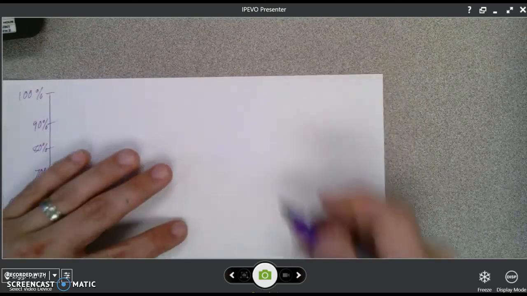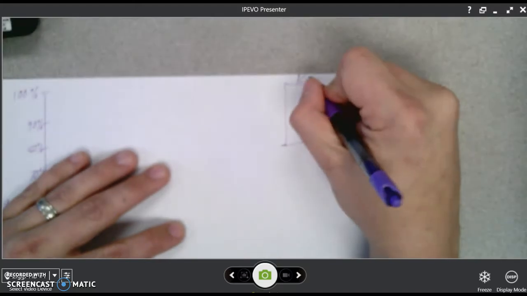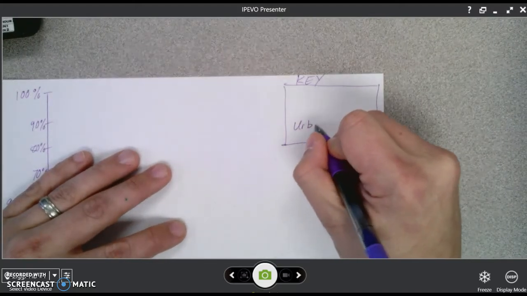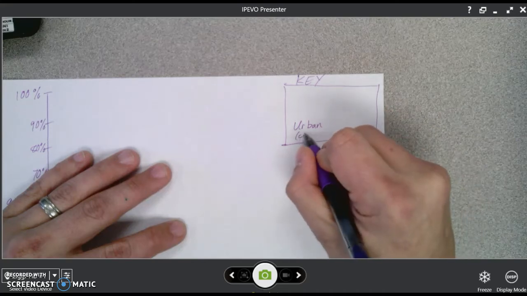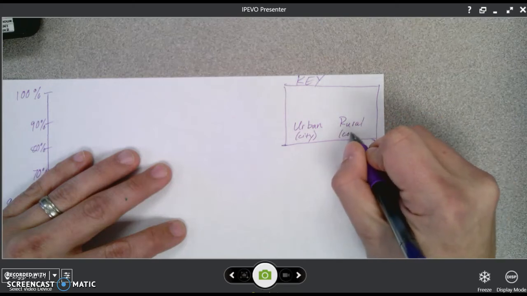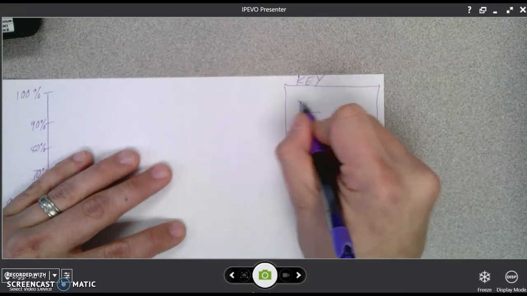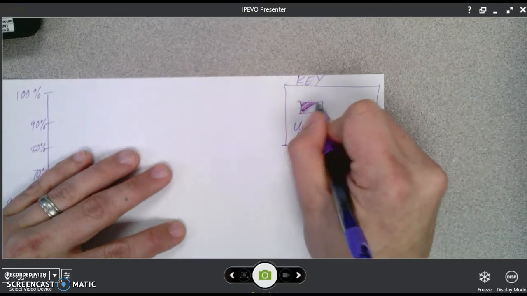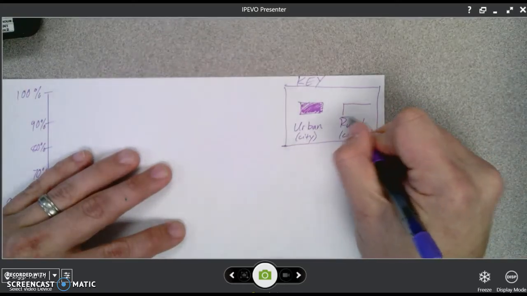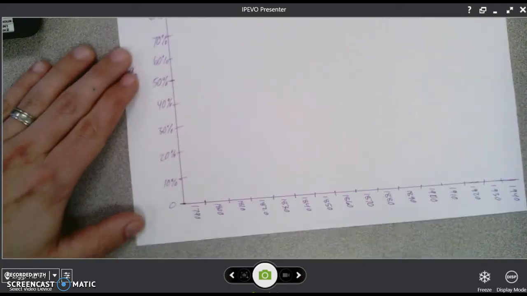In the top right, I'm going to create a key. Label it key. And I'm looking at urban and rural. So urban, which means city. Rural populations, which means out in the country, farm type areas. Urban, I'm going to shade in. So the urban bars will look like that for my bar graph, and rural, I'm just going to leave open, so that's what the rural bars will look like. Alright, let's start looking at my data.